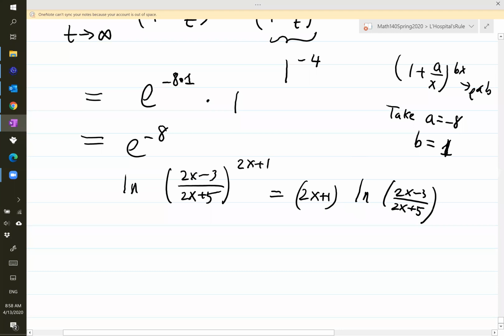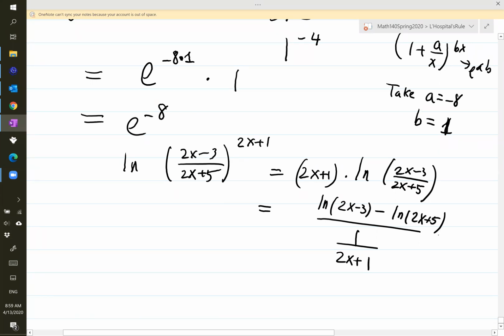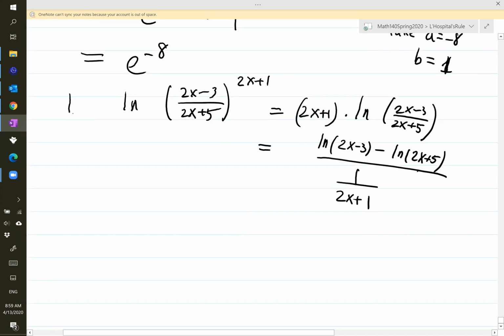Okay, then what we do is we divide. Multiplying by 2x plus 1 is the same thing as dividing by the reciprocal. And then ln of a over b is ln a minus ln b. So it's ln of 2x minus 3 minus ln of 2x plus 5. Now if you differentiate, take the limit as x approaches infinity.